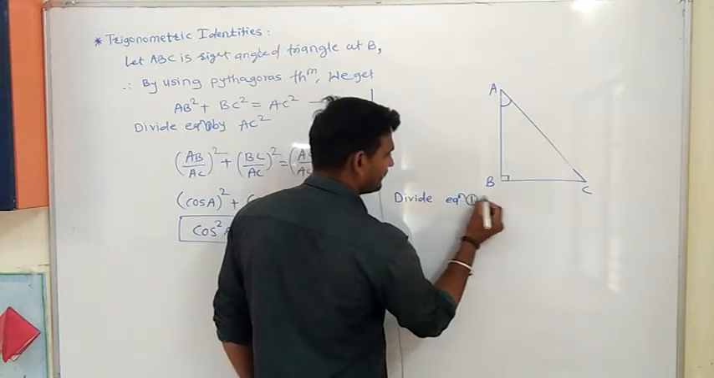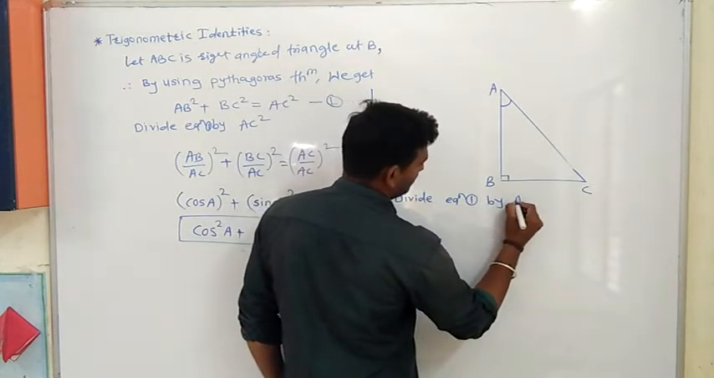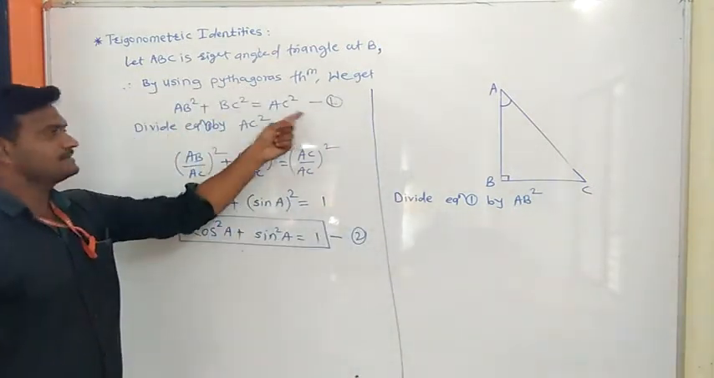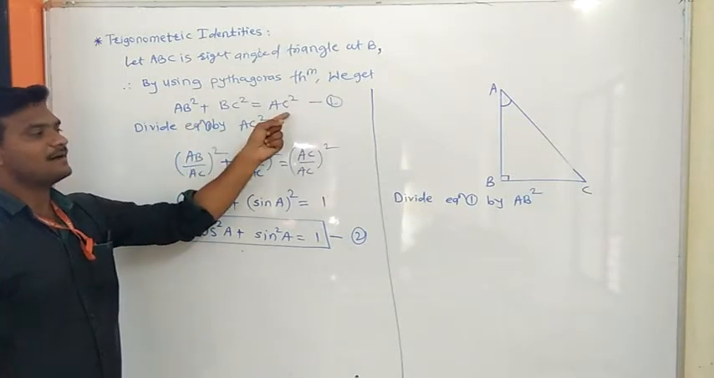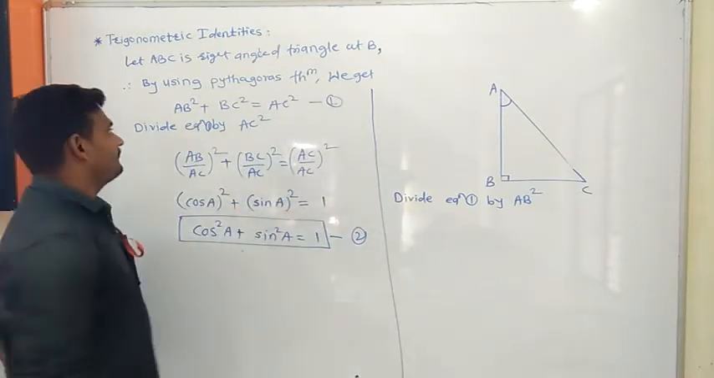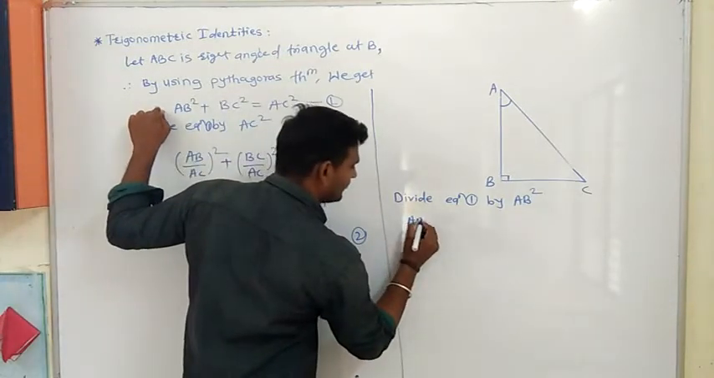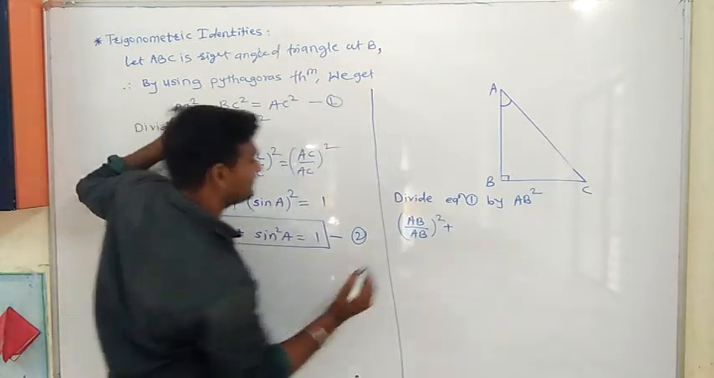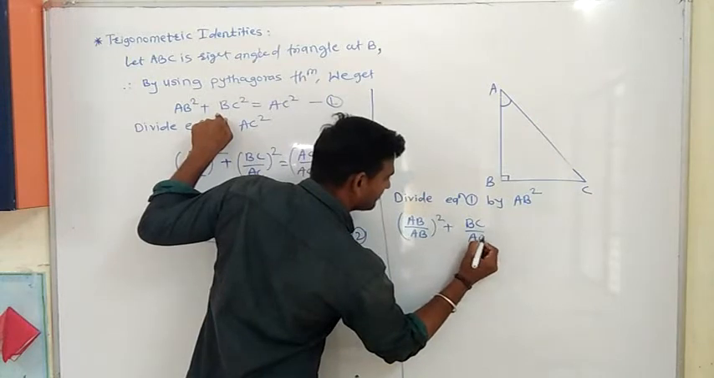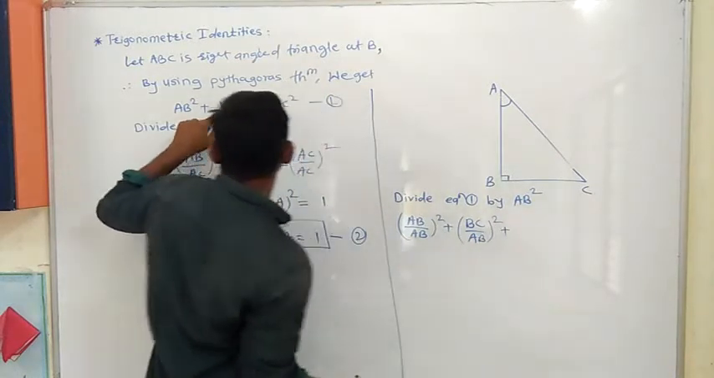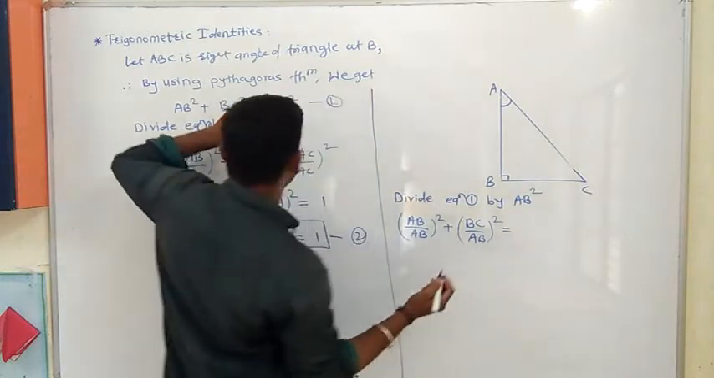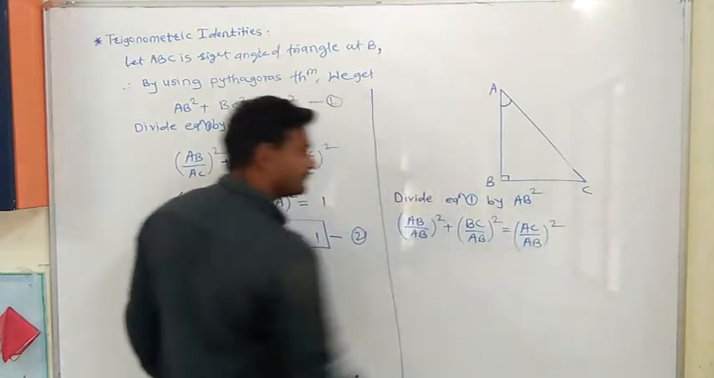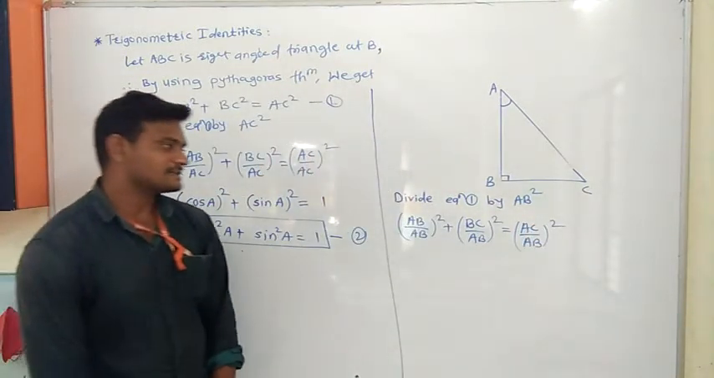To find the second identity, we have to divide equation 1 by AB square. Equation 1 is this much. After dividing by AB square, what will we get? (AB/AB)² plus (BC/AB)² is equal to AC square, therefore (AC/AB)² we will get.